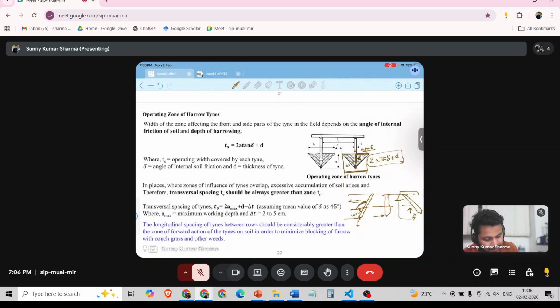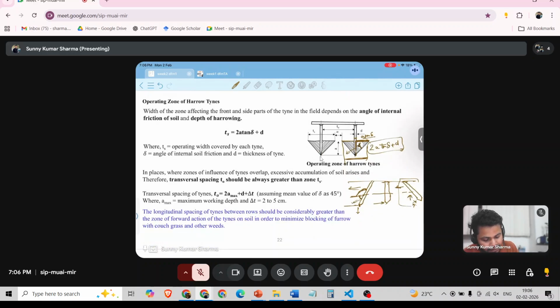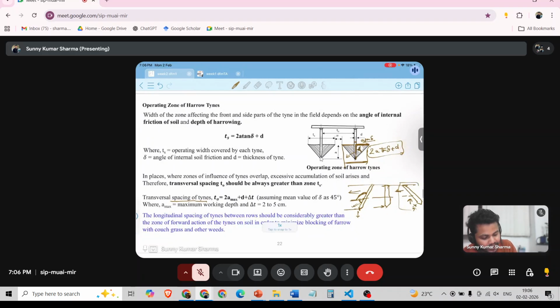Operating zone we discussed. Now this is the transversal spacing of tines. This spacing should always be greater than the operating zone that we were discussing, 2a max plus D. So this transversal spacing should be greater than this, which means delta T should be added. 2a max plus D plus delta T should be the transversal spacing.